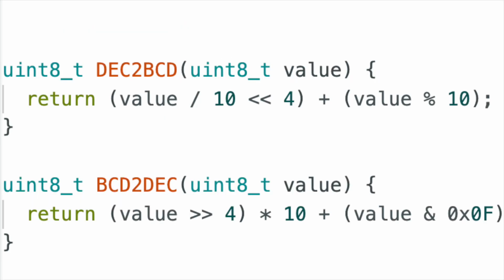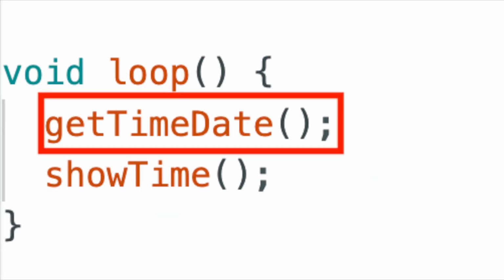decToBcd and bcdToDec are two functions that convert decimal into binary coded decimal and vice versa, since the RTC can only receive BCD and the Arduino cannot. After the time has been set, the Arduino can retrieve the time from the RTC within the loop function getTimeDate.